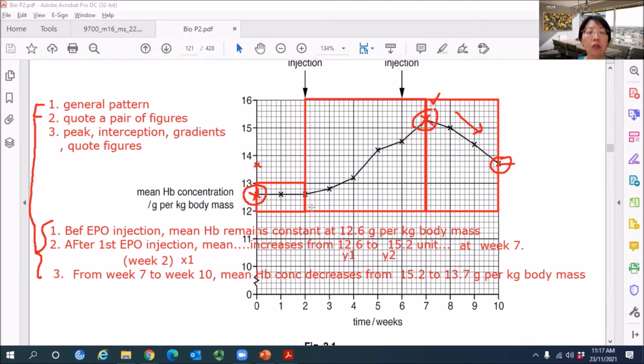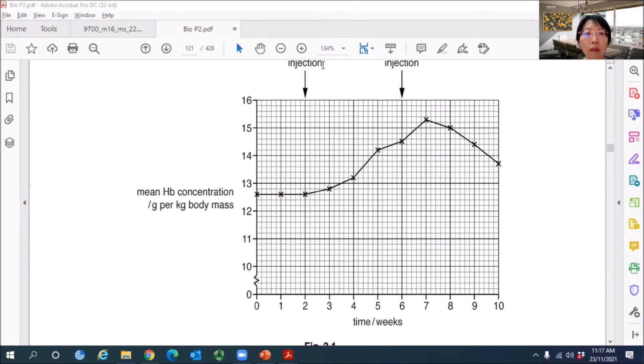Need to read accurately. So now you have already described the overall pattern. After that, you need to explain. Suggest the explanation why it increases and decreases. Now you know how to describe: state the pattern, quote the figures. I don't have to say the peak because just now I already said the peak value in my description. So let's look at the explanation. Why is it that the hemoglobin concentration can change this way?